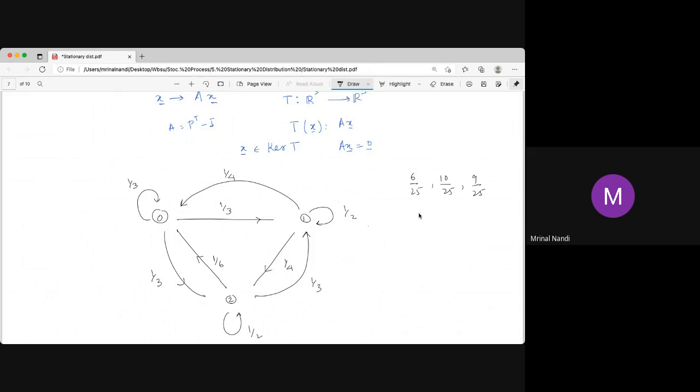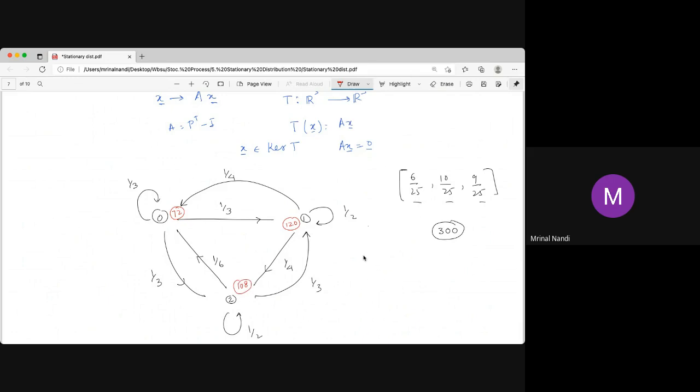Now you go with more balls. Say you have 300 balls in total, and you distribute these 300 balls to 0, 1, and 2 with this probability. This is the initial distribution. How many balls will 0 get? It is just 6 out of 25, that means 72 balls. How many balls with 1? This is 120 balls. And how many balls with 2? It is 108. So total 300 balls.